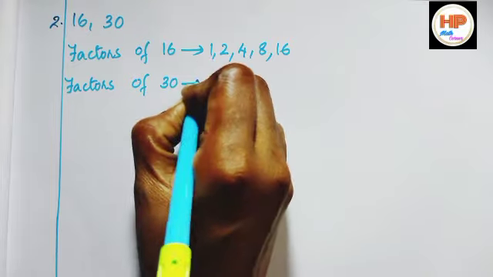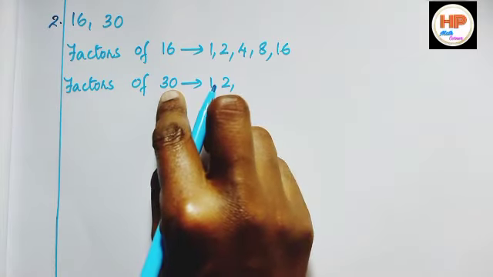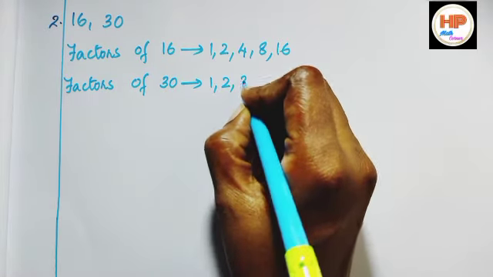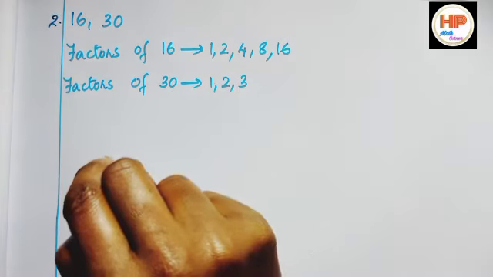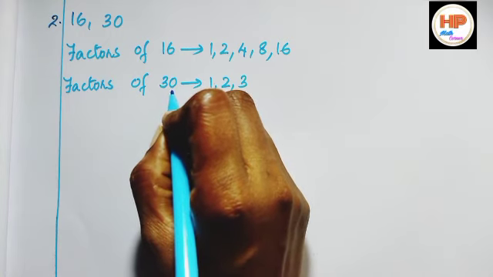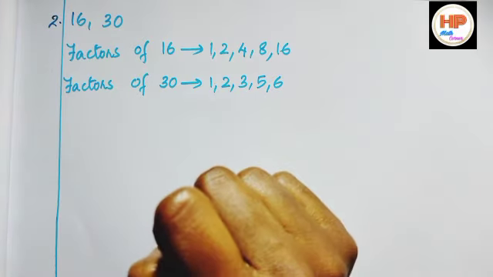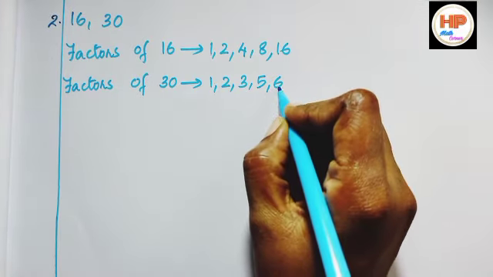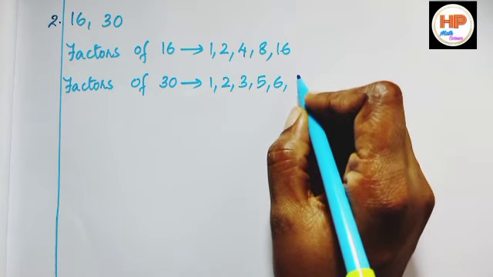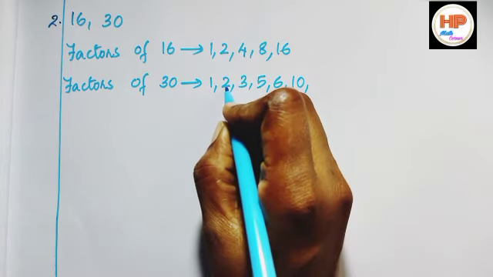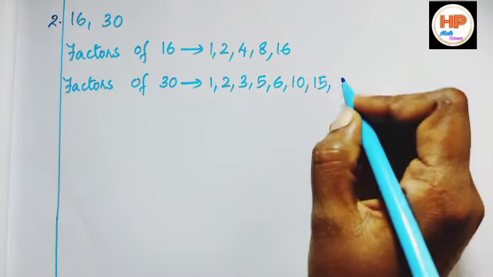Then the next one, factors of 30. Which are the factors of 30? 1 is a factor of every number. 2 is a factor because it is an even number. Then 3 is a factor because 3 plus 0 is 3, that is a multiple of 3. Then 30 is also a multiple of 3. Then 4 is not possible, 5 is possible, and 6 is possible. So 5 6s are 30. Then look at this 3. So 3 multiplied by which number gives 30? Yes, 10. 2 multiplied by which number gives 30? 15. And 1 multiplied by which number gives 30? 30.